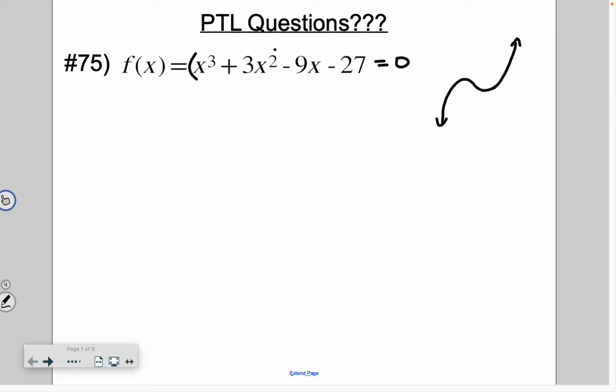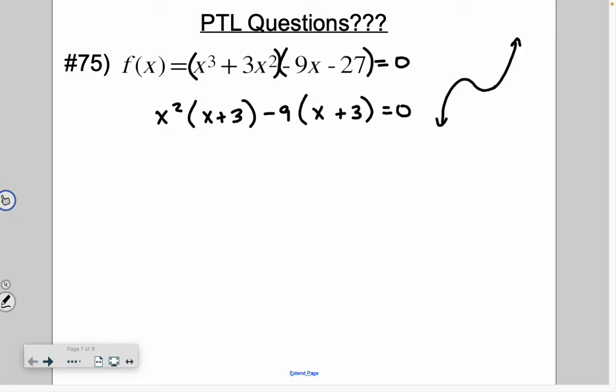So I'm going to group the first 2 terms together, and I'm going to group the last 2 terms together. Now what can I factor out? If I take the x squared out of the first one, that leaves me with x plus 3. In the second one, I can take out a negative 9, and that leaves me with a positive x and a plus 3.